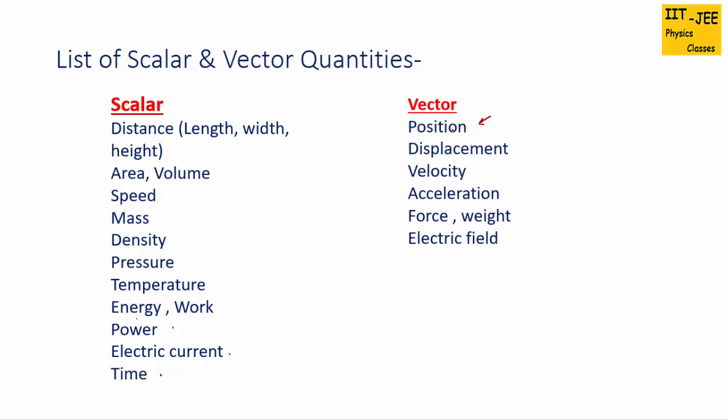Now here are some vector quantities: position, displacement, velocity, acceleration, force, weight. Weight is a vector quantity because weight is the force of gravity. And you know all kinds of force, whether it is a force of gravity or tension force or any other kind of friction force, they all are vector quantities. So electric field is also a vector quantity.